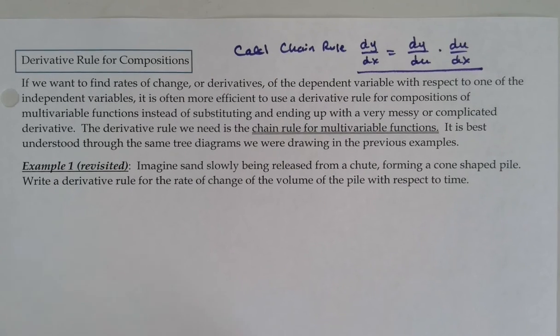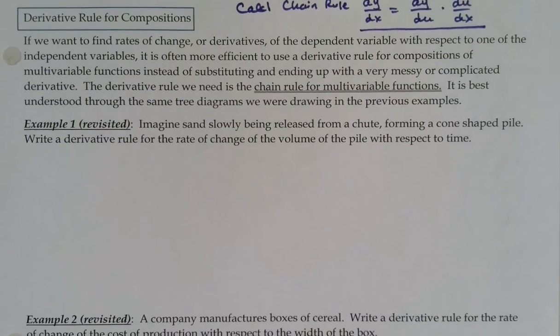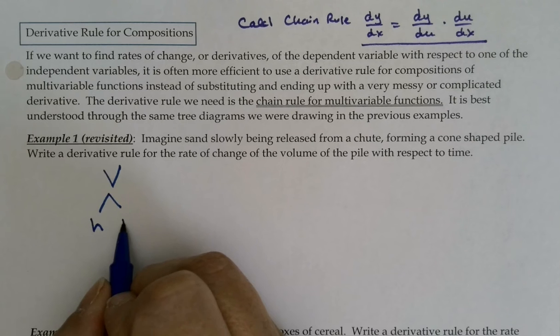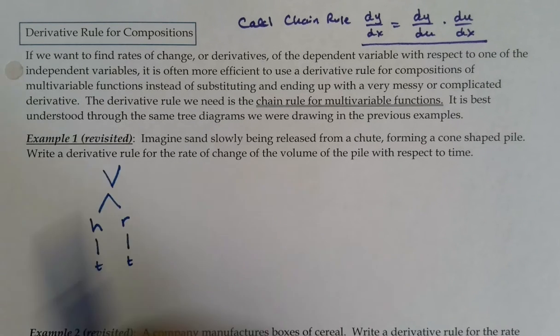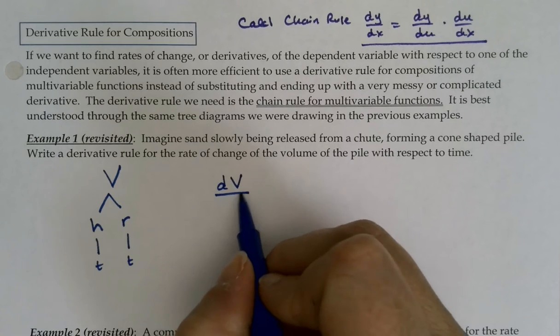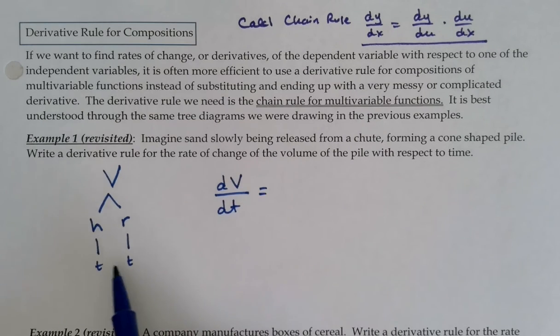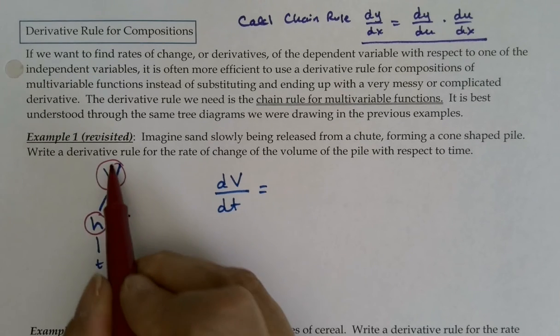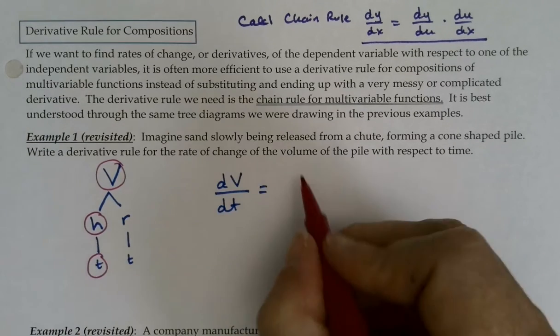Okay, now what does that mean for us? Well, let's think about our volume of sand. Actually, I don't want to move that out of the way. So we had volume dependent on height and radius, and each of these was dependent on time. So if I want the derivative of volume with respect to time, I'm going to use these as my intermediate variables. So I'm going to go from volume to height to time, kind of work my way that way.